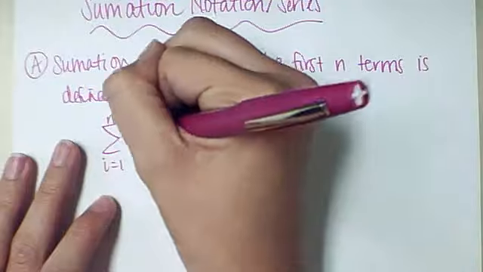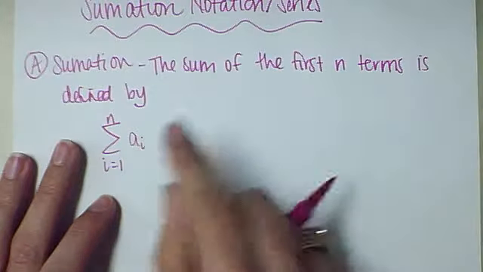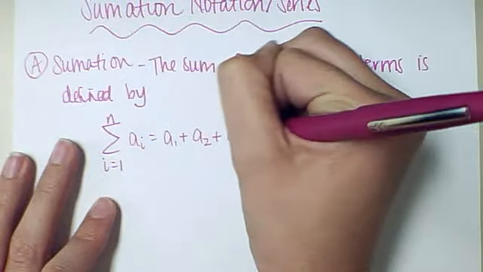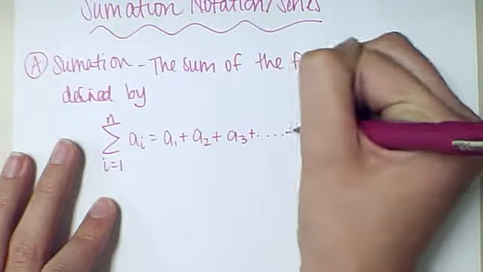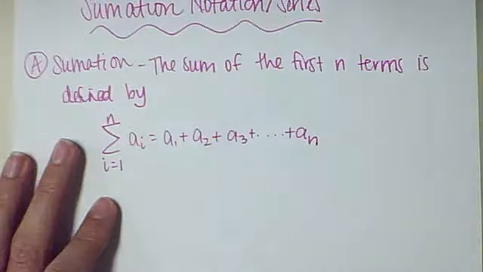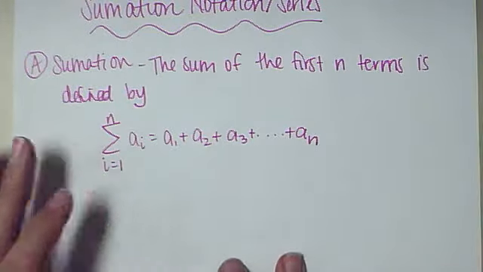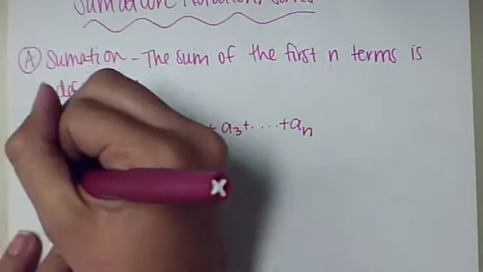And of a sub i, so that's of the sequence sub i, is a1 plus a2 plus a3 and on and on, all the way to the nth term of the sequence. So I just find each term and add them up n times. Okay, that's how many I want.